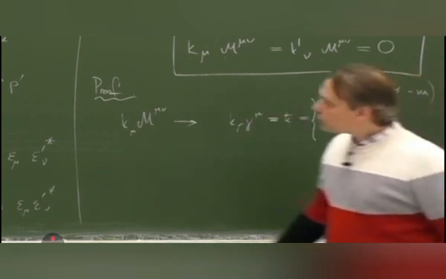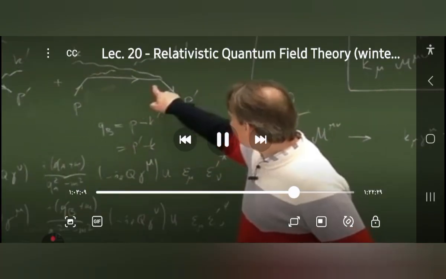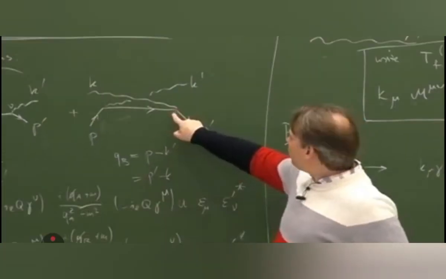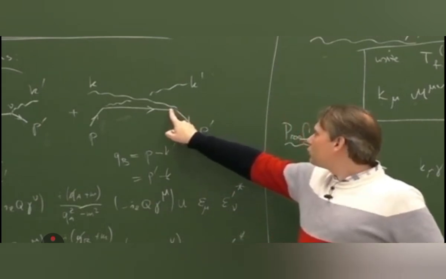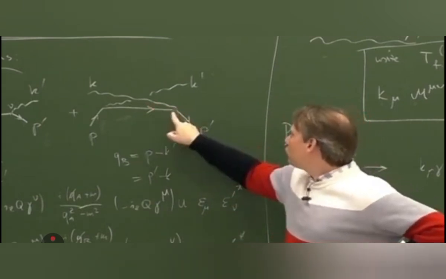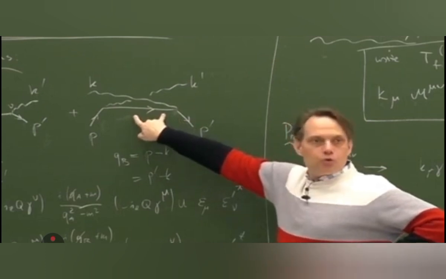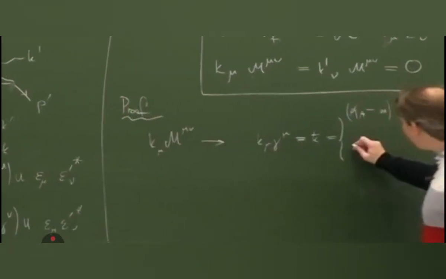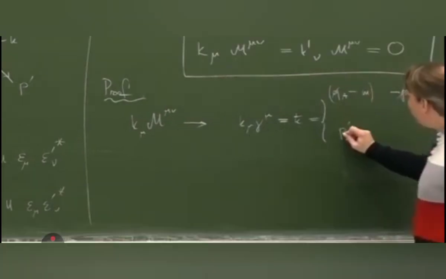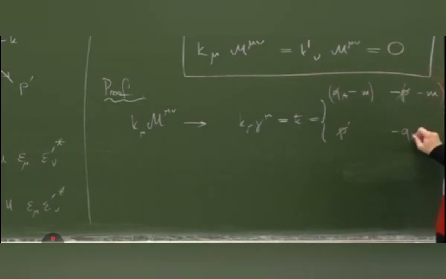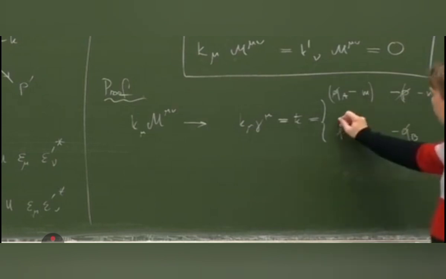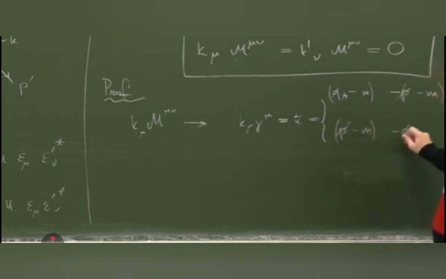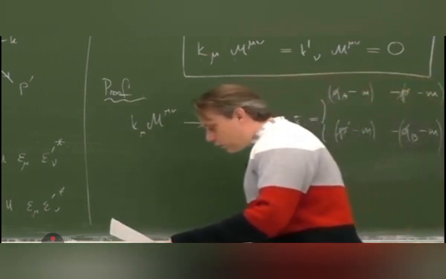In the other diagram, the k slash appears at this point. Here enters k slash in the second diagram. And so here our strategy is to replace k by p prime minus qb, which is also true. k is p prime minus qb. So we replace it by p prime minus qb, and again we do the same, we even do more: (p prime slash minus m) minus (qb slash minus m). That's what we do. What happens if we do that?